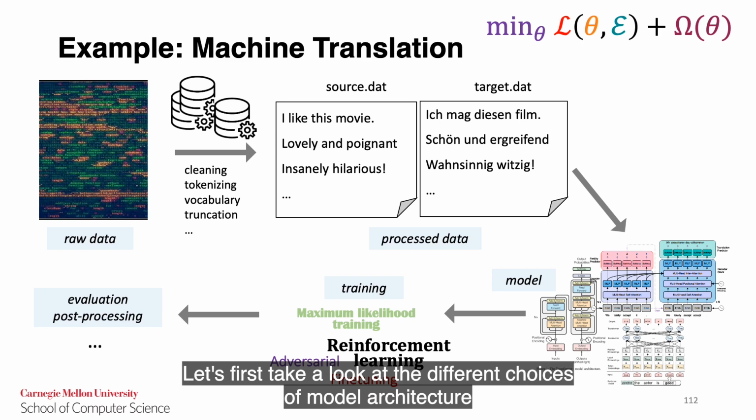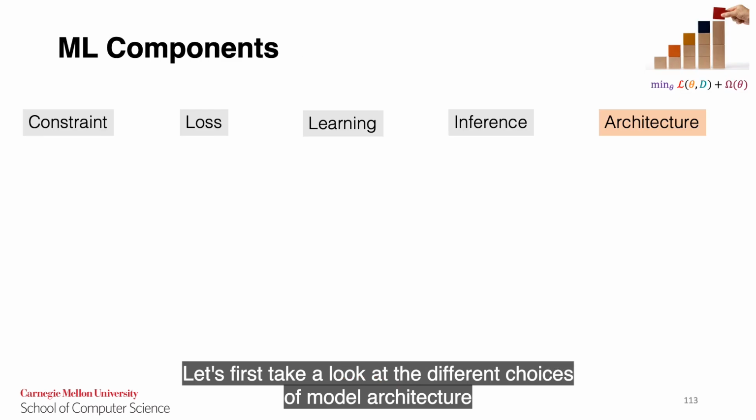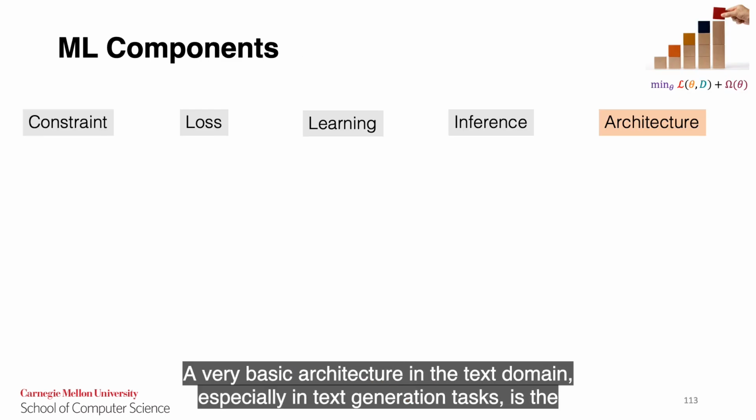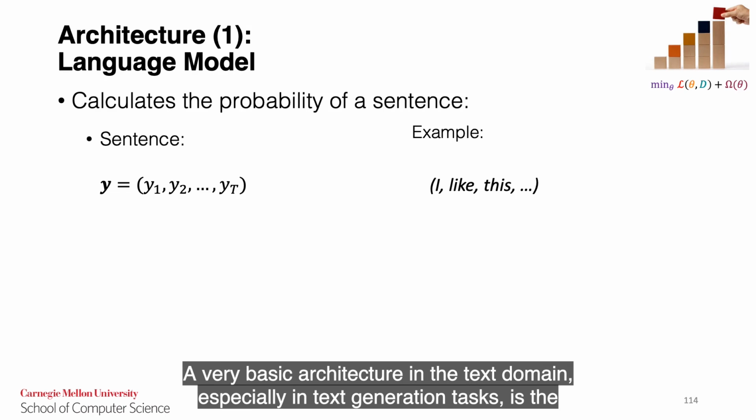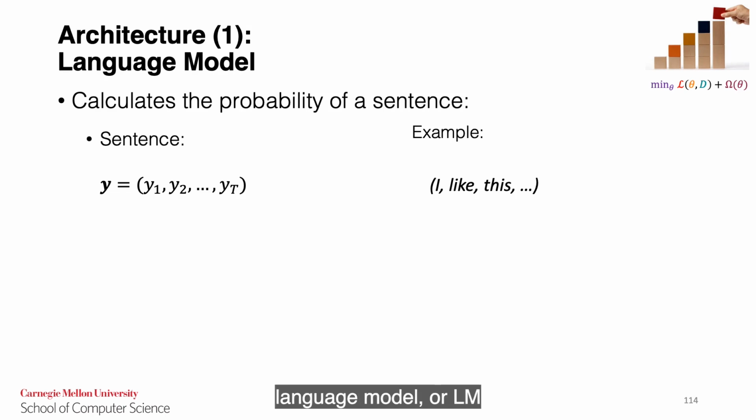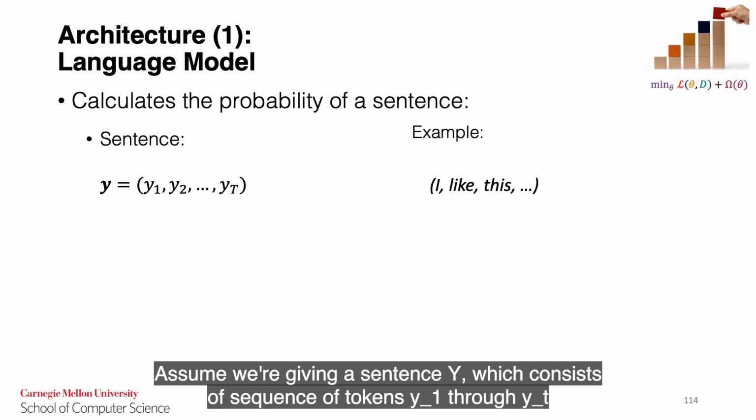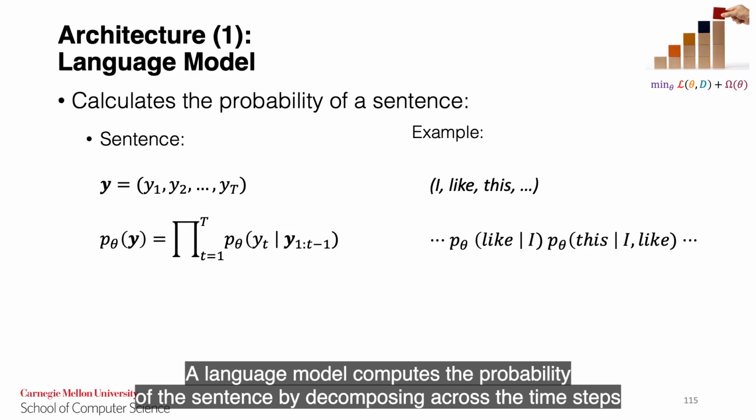Let's first take a look at the different choices of model architecture. A very basic architecture in the text domain, especially in text generation tasks, is the language model, or LM. Assume we're given a sentence Y, which consists of a sequence of tokens, Y1 through YT. A language model computes the probability of a sentence by decomposing across the time steps.